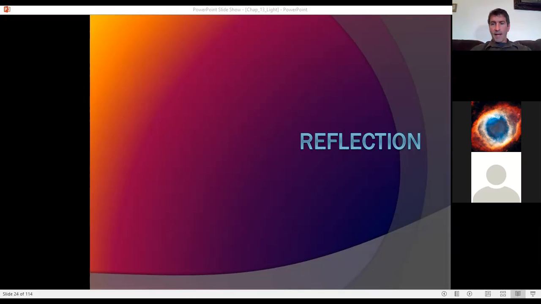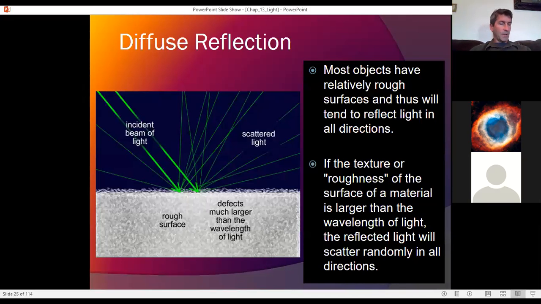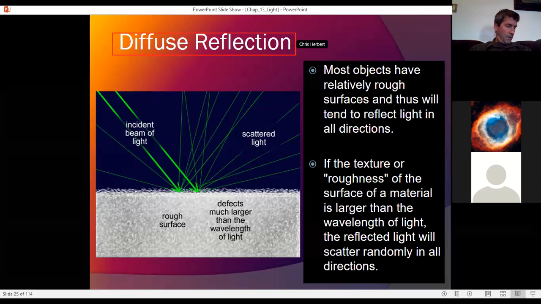And reflection, as we talked about before, is where light will come in and it will essentially scatter off of a surface. Now, when I'm looking at a sheet of paper, I'm seeing what is called diffuse reflection. And we call it diffuse reflection because the light will come in a nice orderly fashion, hit the surface, and as it does so, it hits all different types of topography.